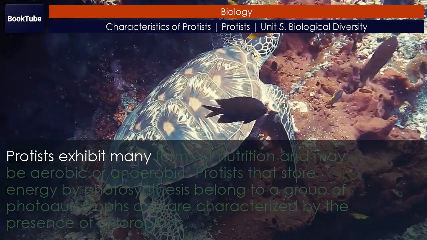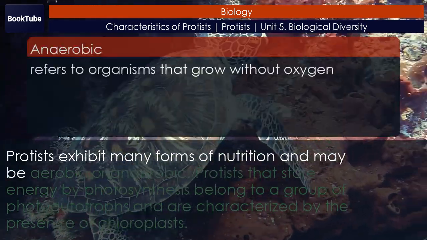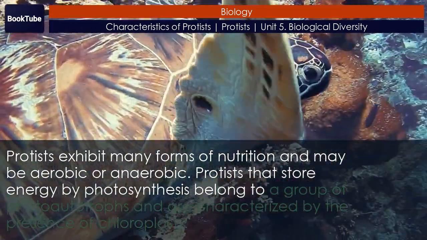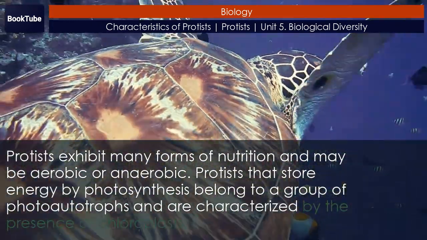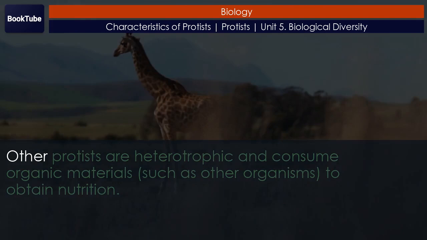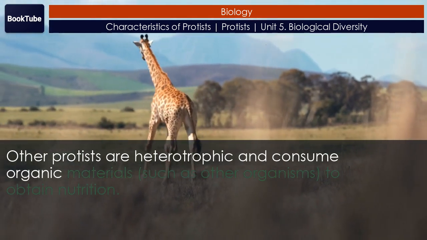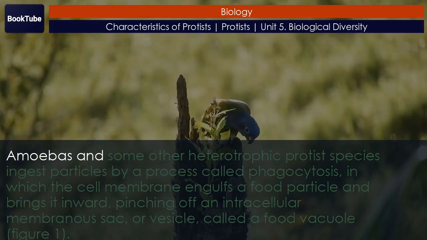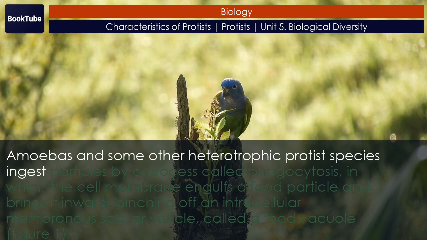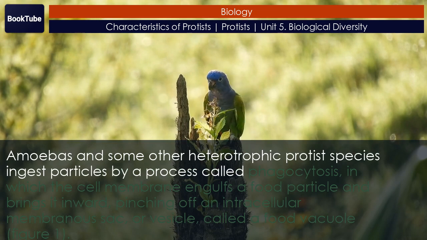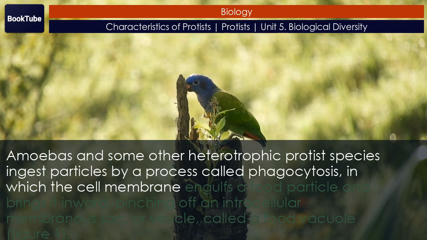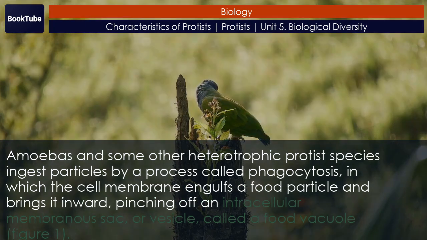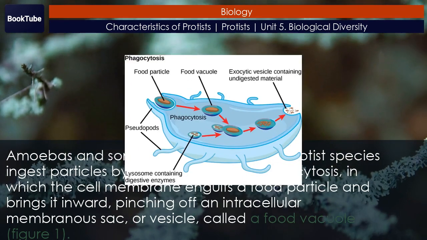Metabolism. Protists exhibit many forms of nutrition and may be aerobic or anaerobic. Protists that store energy by photosynthesis belong to a group of photoautotrophs and are characterized by the presence of chloroplasts. Other protists are heterotrophic and consume organic materials, such as other organisms, to obtain nutrition. Amoebas and some other heterotrophic protist species ingest particles by a process called phagocytosis, in which the cell membrane engulfs a food particle and brings it inward, pinching off an intracellular membranous sac, or vesicle, called a food vacuole.